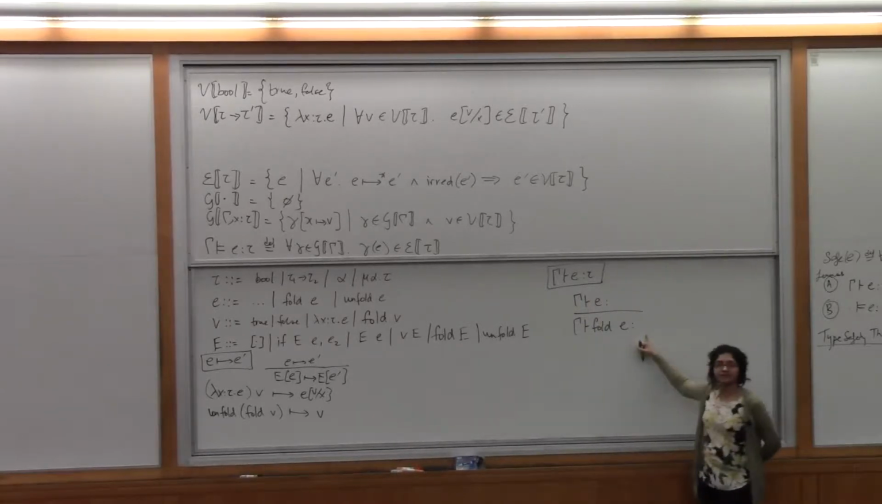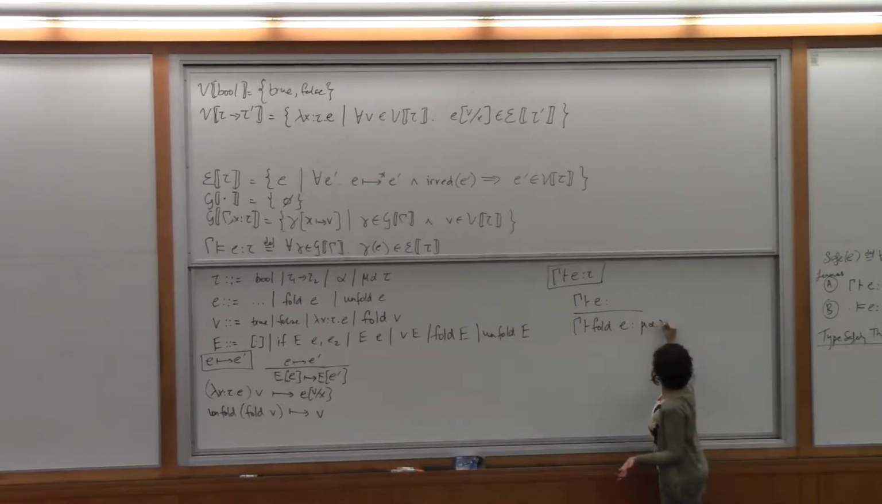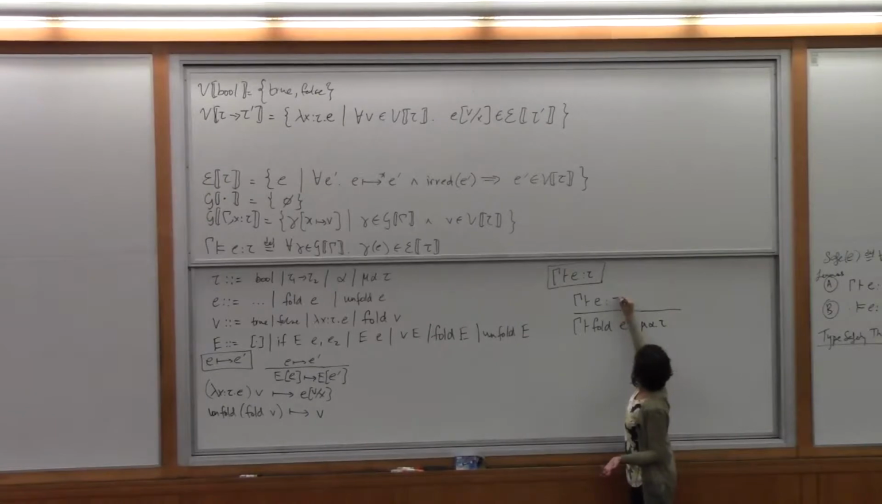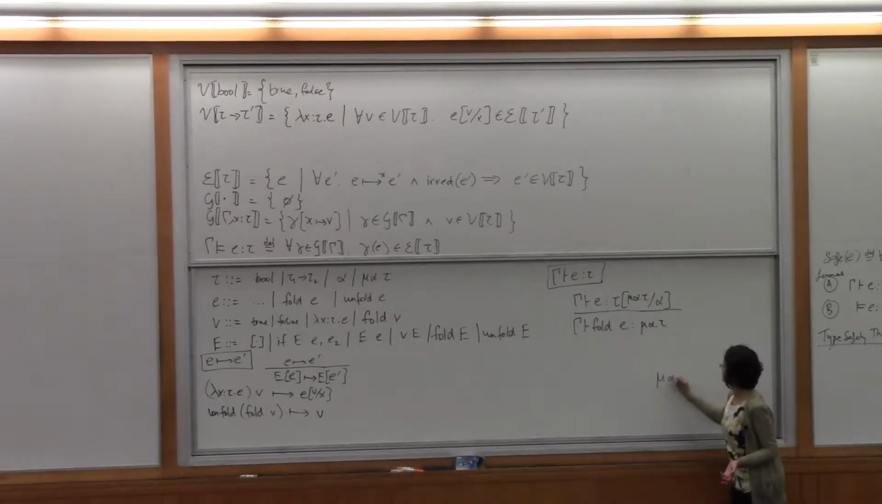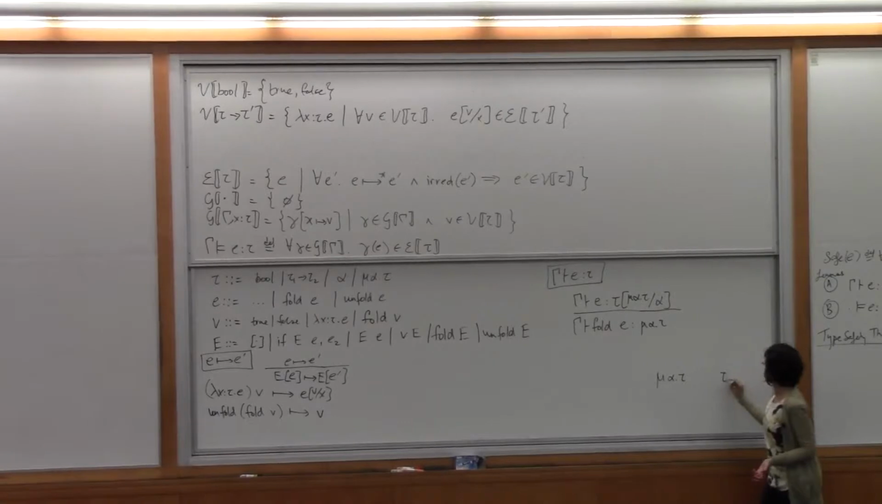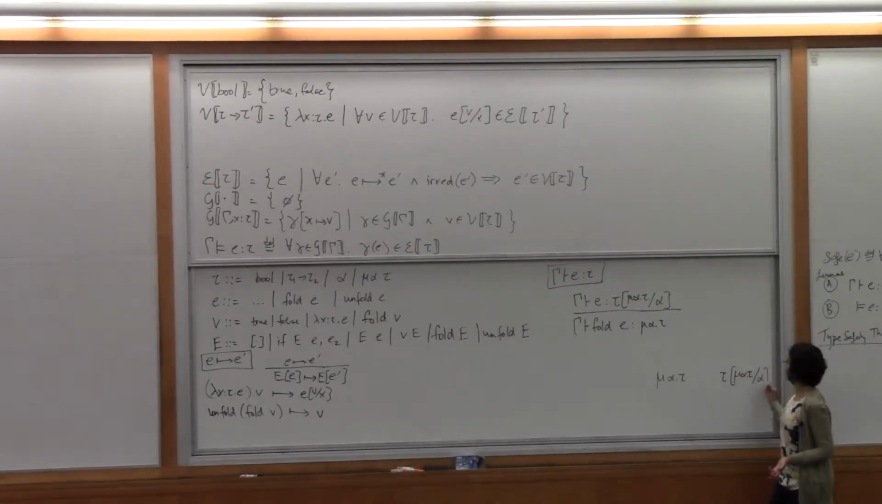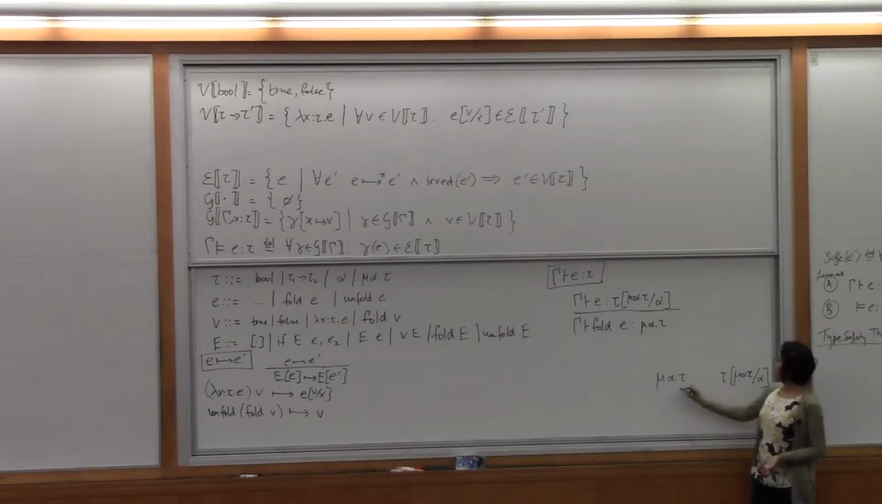Fold E, I already said fold V is the canonical form for recursive types. So this is going to have type mu alpha tau, right? And that has type mu alpha tau if E has type tau with mu alpha tau for alpha, right? I hope you guys talked about this last week, that this is how recursive types work. That fold and unfold are essentially your witnesses to a view shift, right?